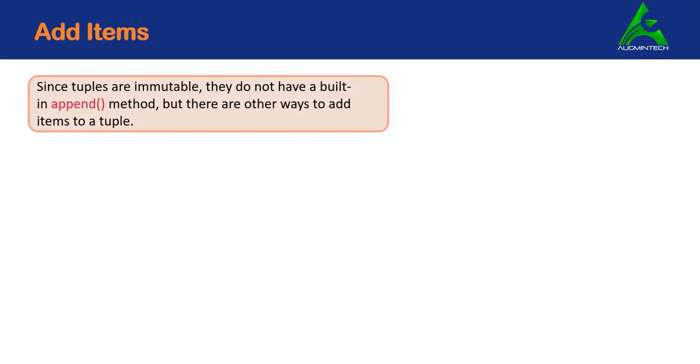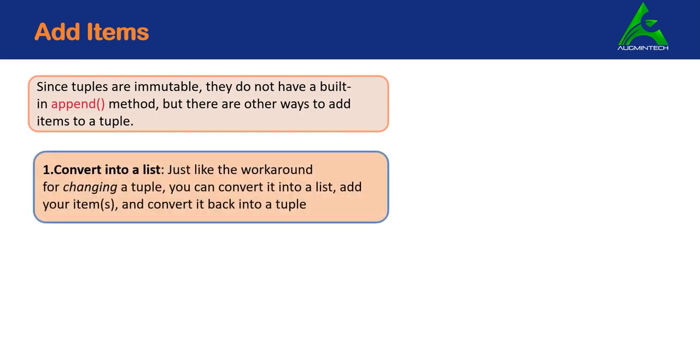Now let's see how to add items to a tuple. Since tuples are immutable, they do not have built-in methods like append, insert, extend, but there are other ways to add items to a tuple. First, we can convert it into a list, just like the workaround for changing a tuple. You can convert it into a list, add your items, and convert the list back into a tuple.